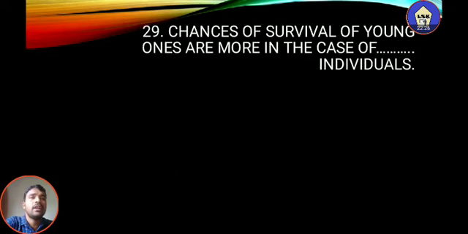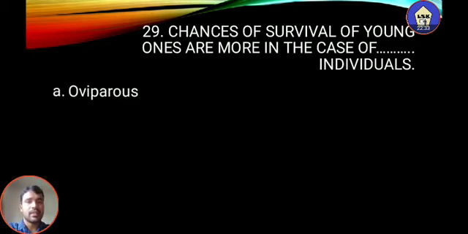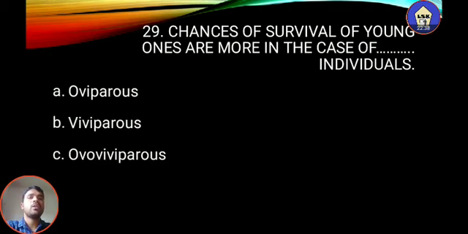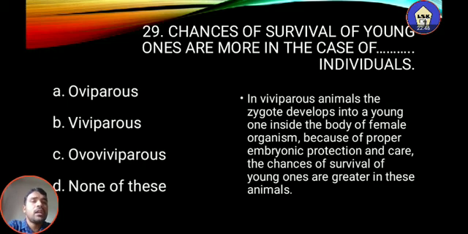Now question number 29. Chances of survival of young ones are more in the case of dash individuals. So what is the right answer? Option A, oviparous, option B, viviparous, option C, ovoviviparous, and D, none of these. The answer is, in viviparous animals, the zygote develops into a young one inside the body of the female organism. Because of proper embryonic protection and care, the chances of survival of young ones are greater in these animals. So the answer is viviparous.